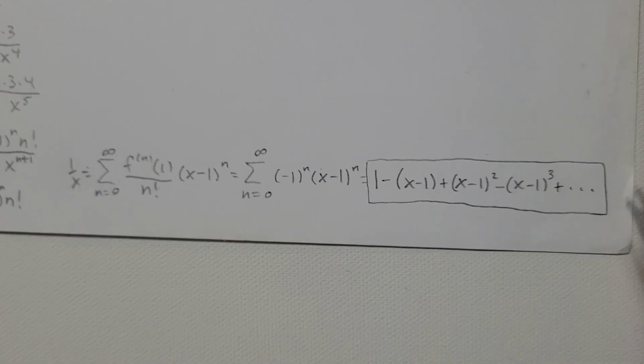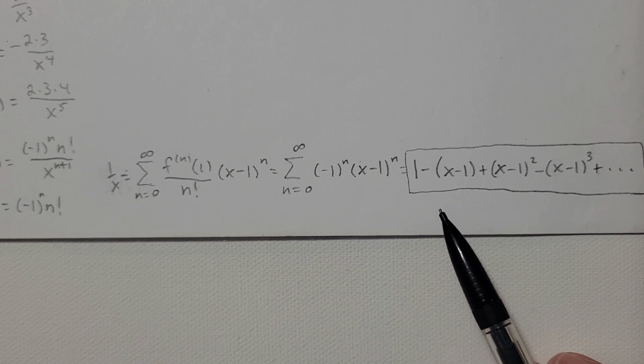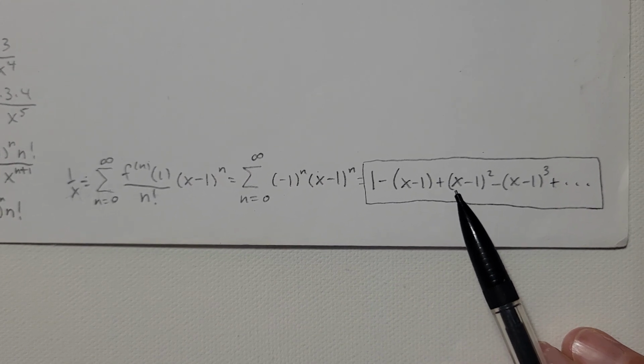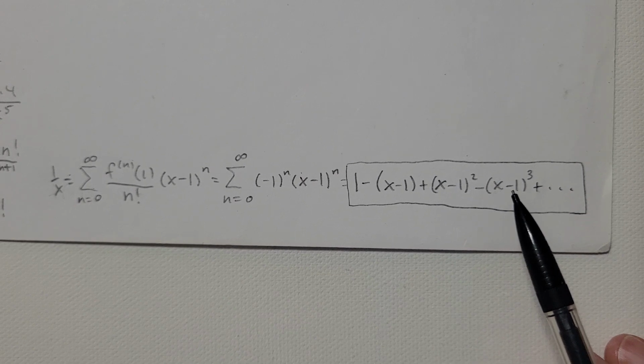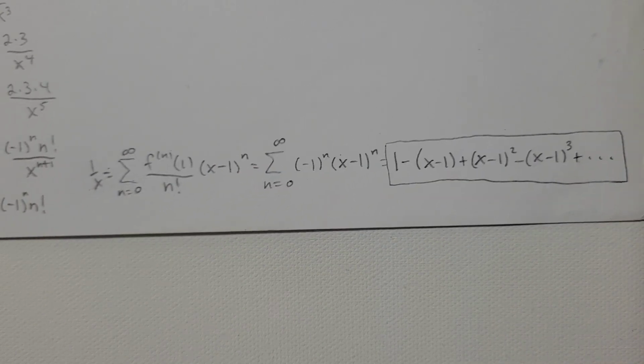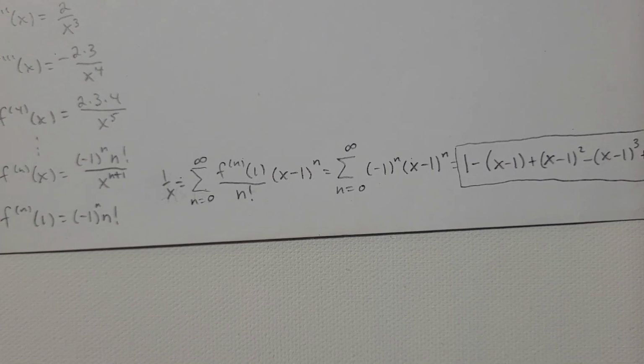Okay, so 1 over x is the same thing as 1 minus x minus 1 plus x minus 1 squared minus x minus 1 cubed plus x minus 1 to the fourth, etc. Okay?